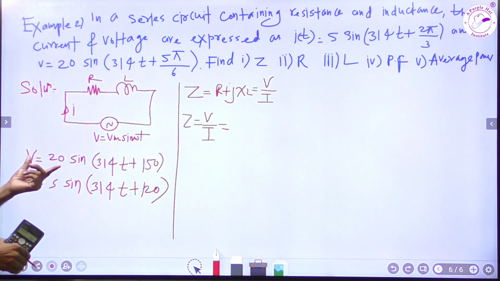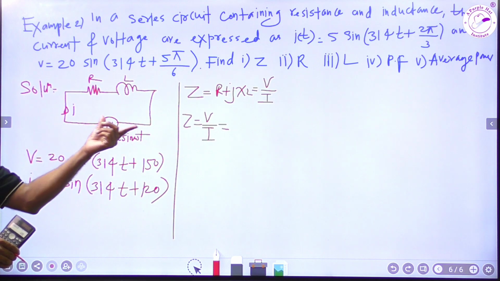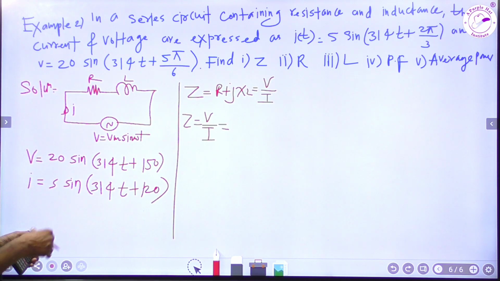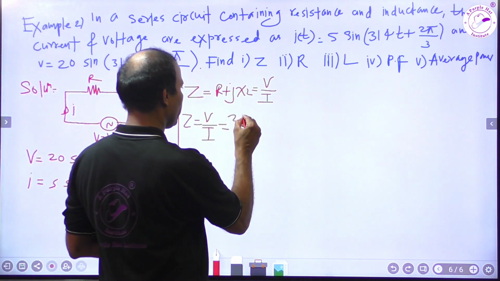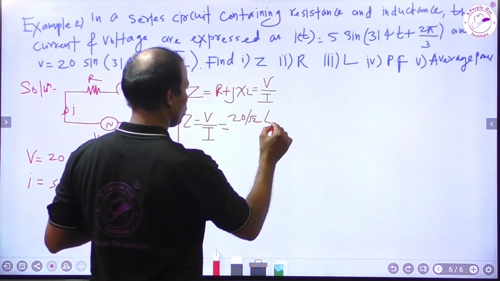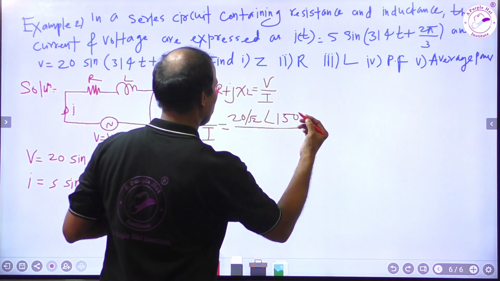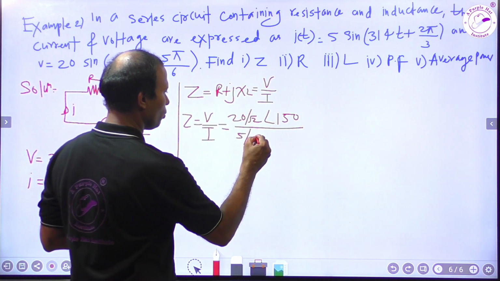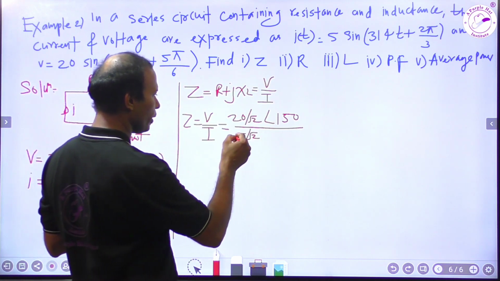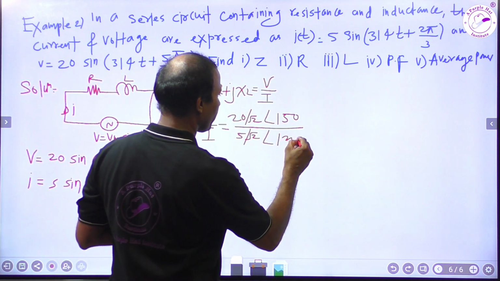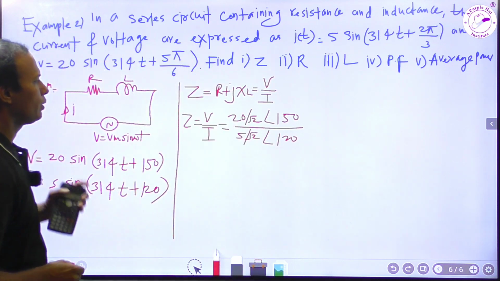आता मित्रांनो या व्हॅल्यू मॅक्सिमम व्हॅल्यू आहेत. Here when we try to calculate impedance in RMS form, we require RMS value, divide with root 2. So 20 divide with root 2 angle this 150, divide by 5, again divide with root 2, because this is maximum value, we want RMS value, angle 120. This is my impedance equation.